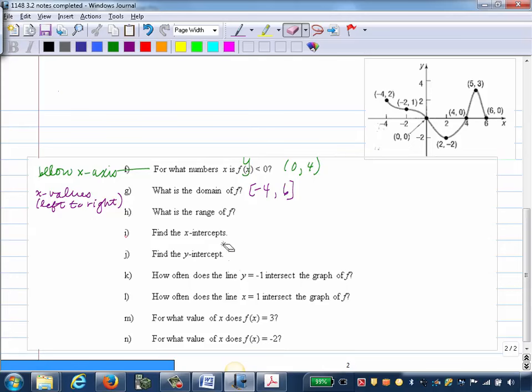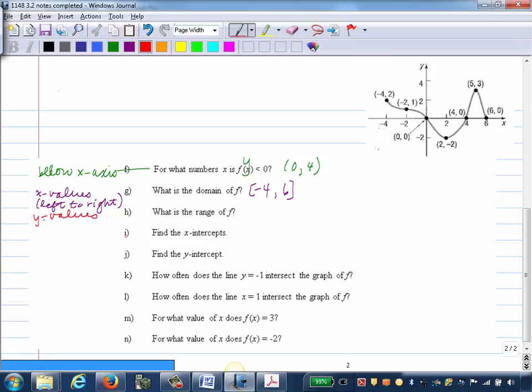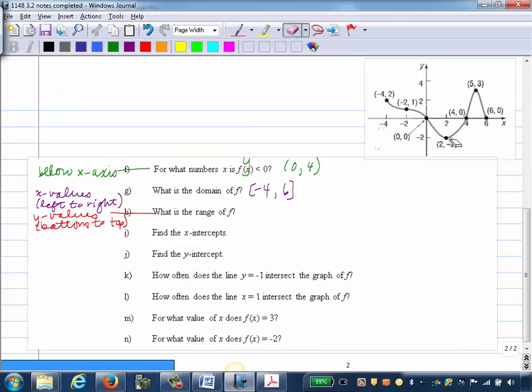Okay, part H, we want the range of the graph. So now we want the set of all the y values that this graph spans. So if you want to make yourself a note, this is the y values, and we always go in increasing order, which would be the bottom to the top. So if I put my pencil on the lowest point of this graph, this dip down here, I can see my y value is -2.